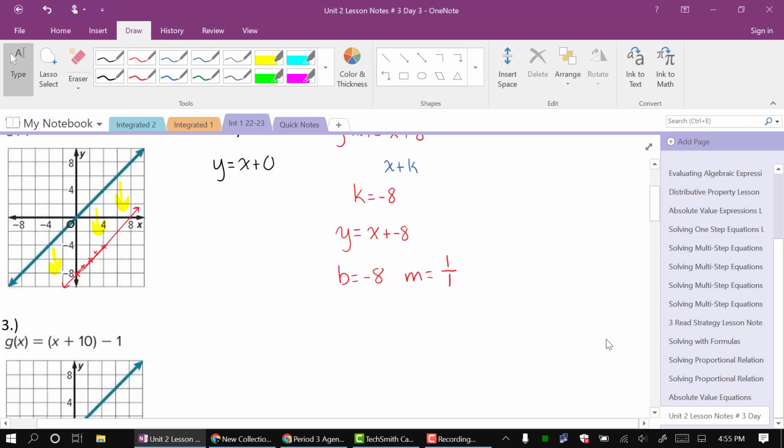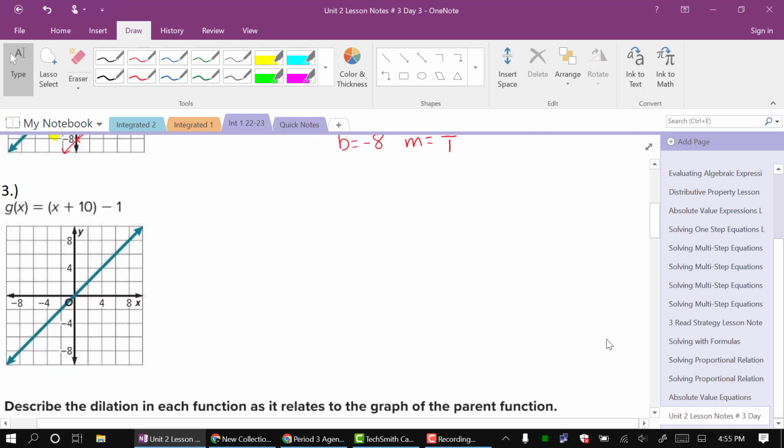Let's take a look at the next example. In the next example, I have g of x equals x plus 10 minus 1. So here I have a combo that's going on. I have a horizontal shift that is happening, and I also have a vertical shift that is happening. So this negative 1 is part of my vertical shift, and the 10 is part of my horizontal shift. My parent function, as always, is f of x equals x. And for my g of x, I have g of x equals x plus 10 minus 1.